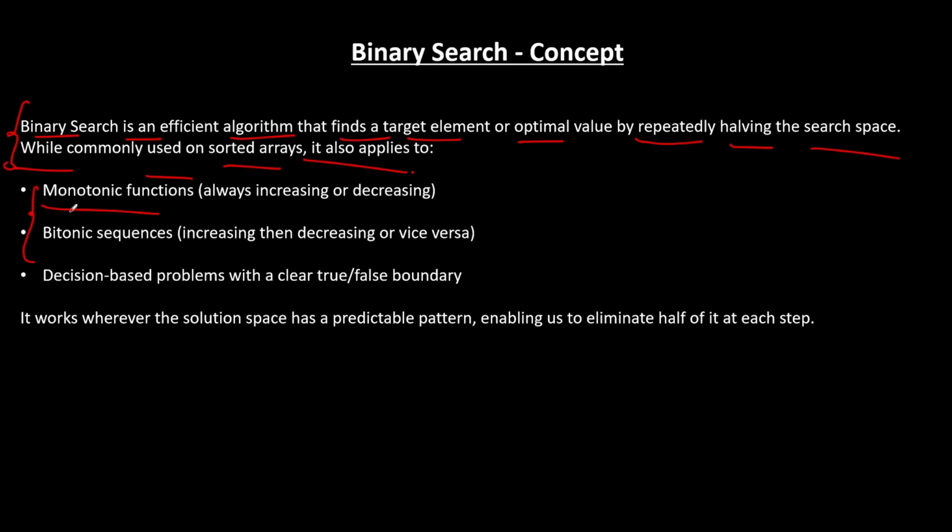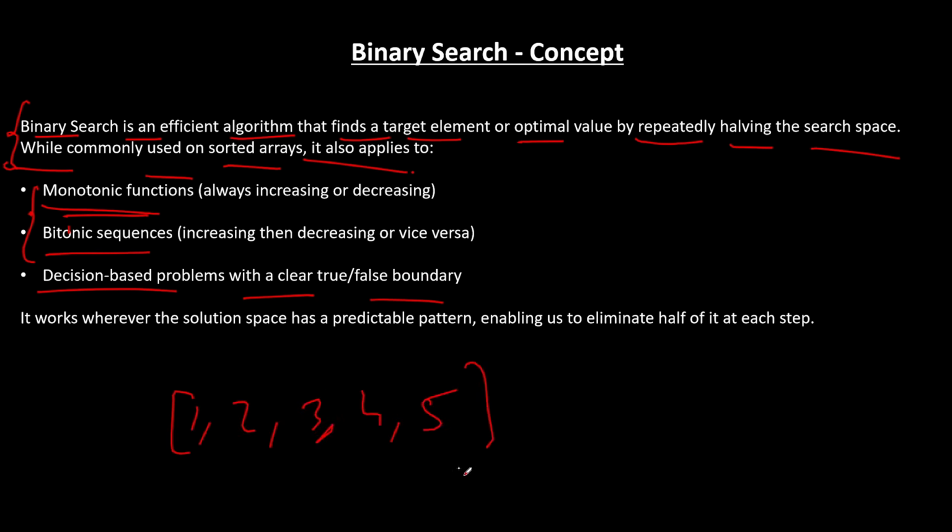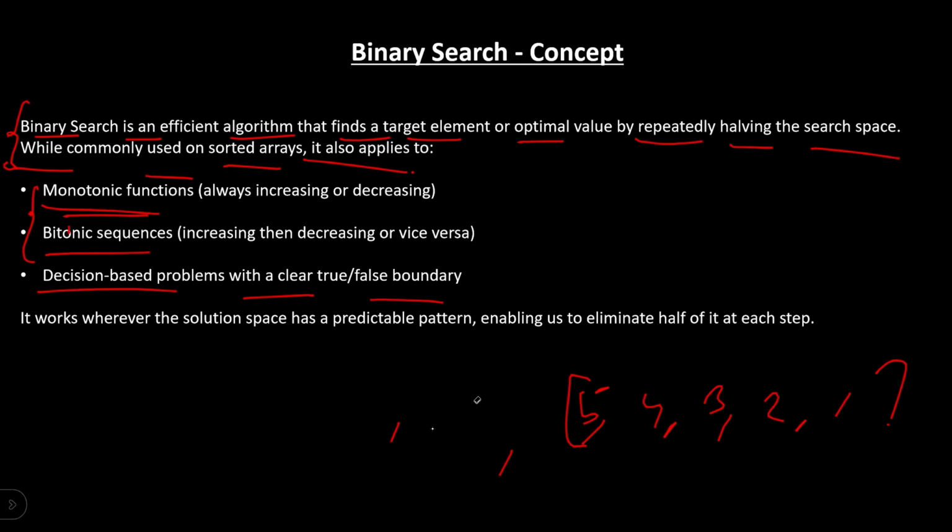You could see it applies to monotonic functions, bitonic sequences, and decision-based problems with a clear true-false boundary. Monotonic functions means increasing or decreasing, which basically means you have a sorted array in a strictly increasing manner, or decreasing, where the numbers are strictly decreasing, 5, 4, 3, 2, 1, whatever. That is a monotonic function, a range in which you will use binary search.